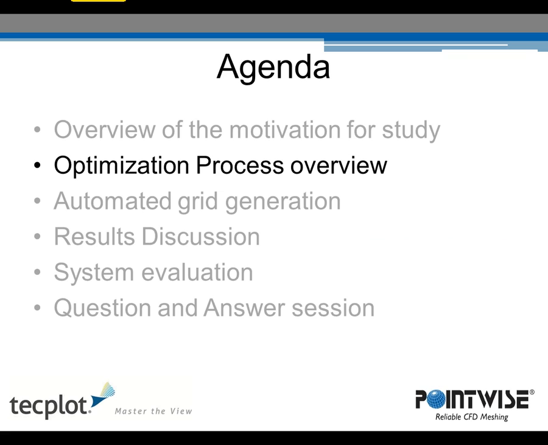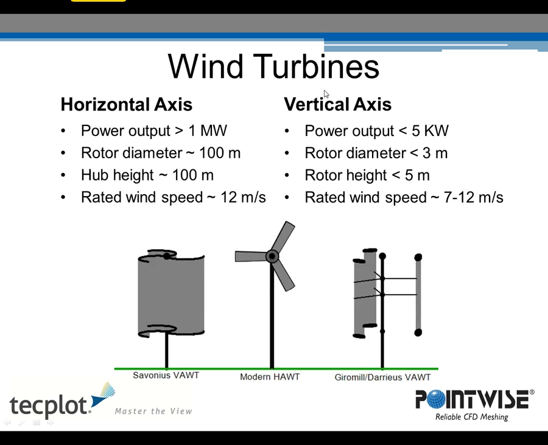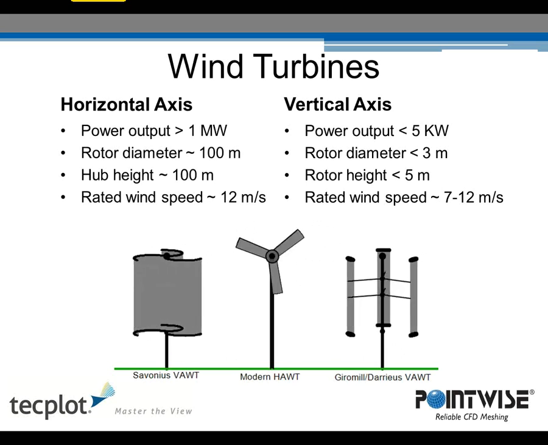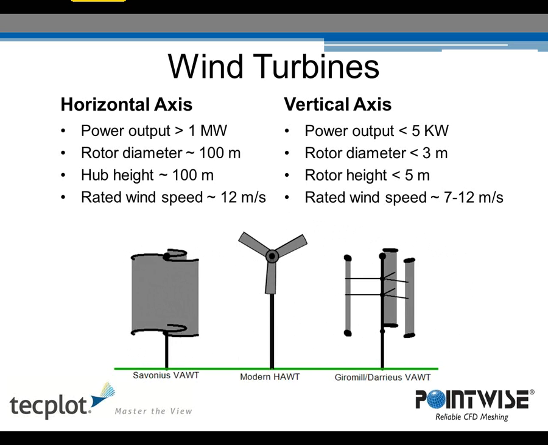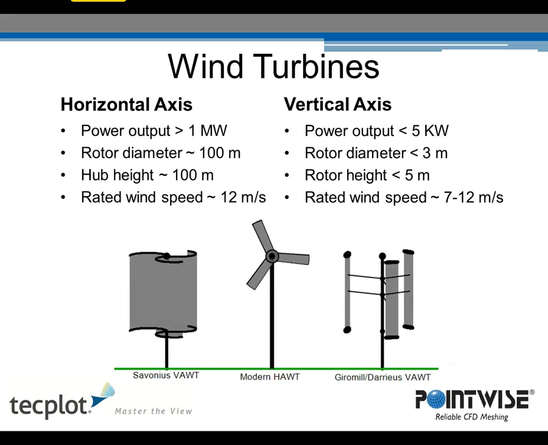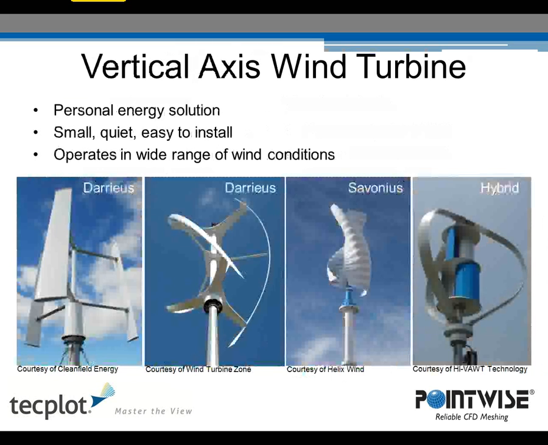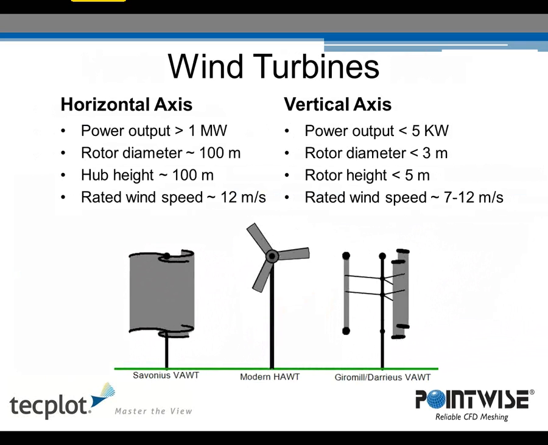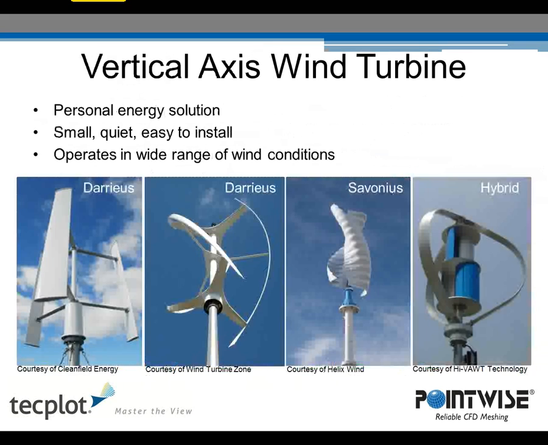With that, what I'd like to do now is turn it over to Travis, and he's going to talk about one study where he was optimizing a vertical axis wind turbine. Travis. Thanks, Darrell. There are two major types of wind turbines. There's the horizontal axis wind turbine, which is generally larger, with rotor diameters in excess of 100 meters, and produces more than a megawatt of power. Then there's the vertical axis wind turbine, which is generally smaller, placed in urban or suburban areas, with power output of just a few kilowatts. There's a little animation at the bottom showing the different types of wind turbines.